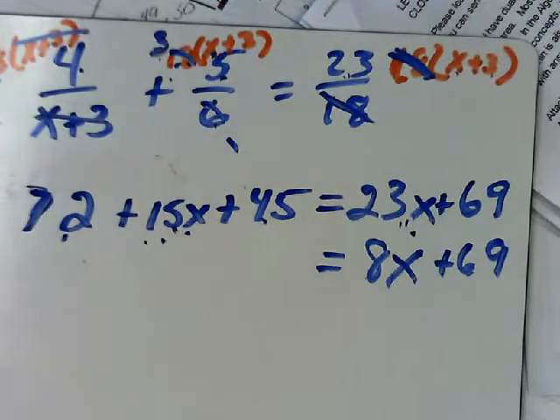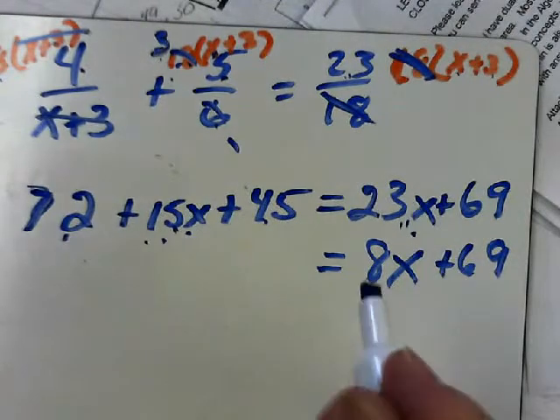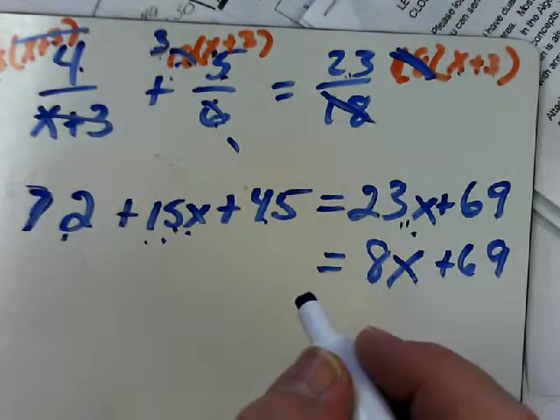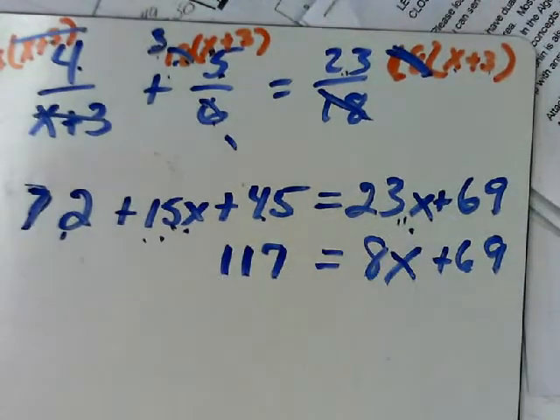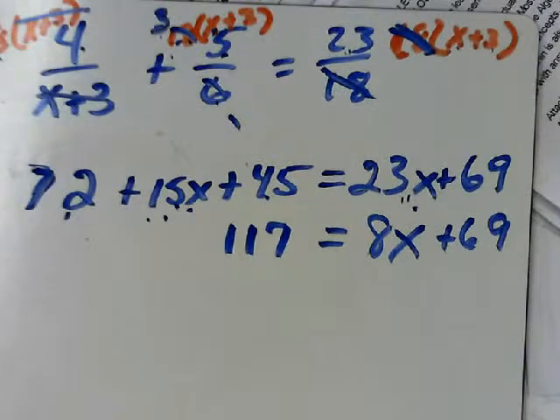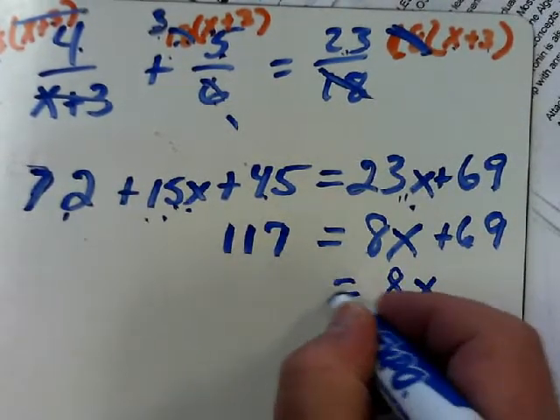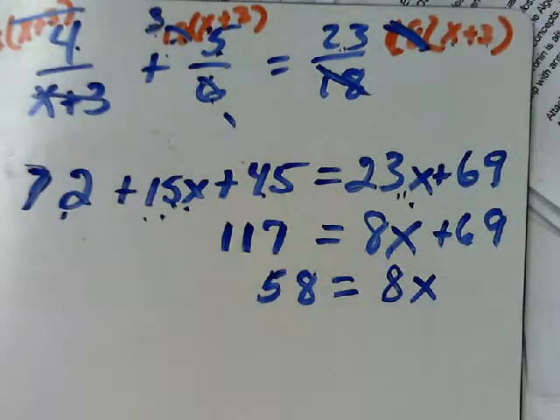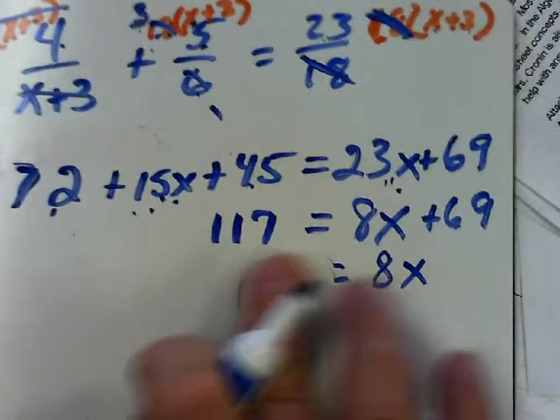What do I do with the 72 and the 45? What do we get? 17. Then what? Subtract the 69. 58. I think it'll be a 48.